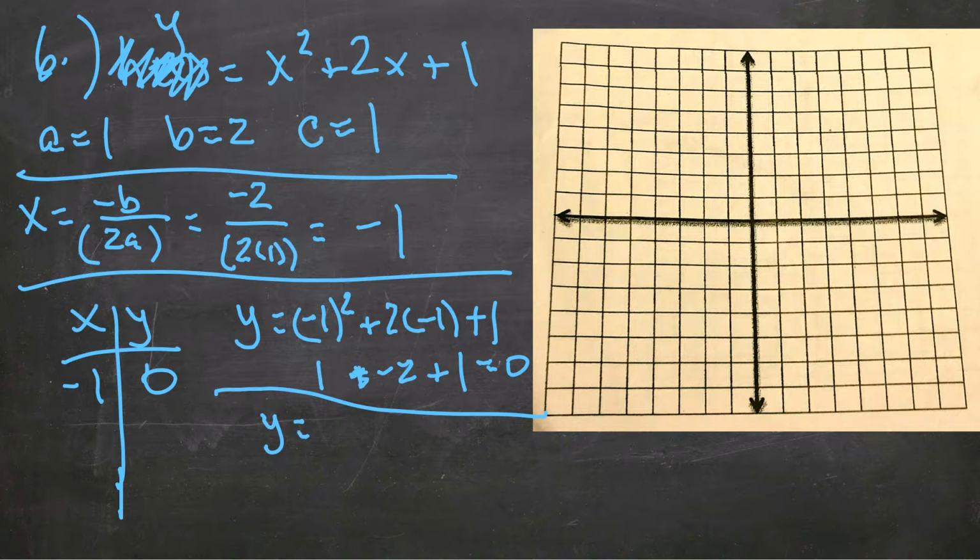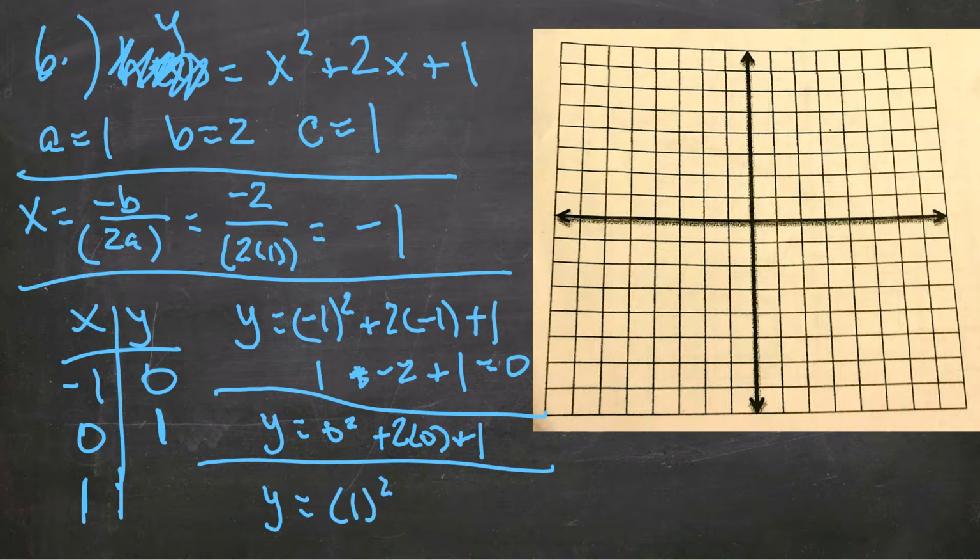Now I'm going to plug in 0, or I just know it's C. Then I'm going to plug in 1. Y equals positive 1 squared plus 2 times positive 1 plus 1. I get 1 plus 2 plus 1 is 4.